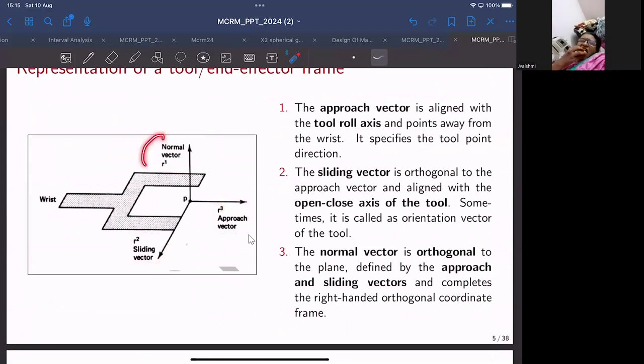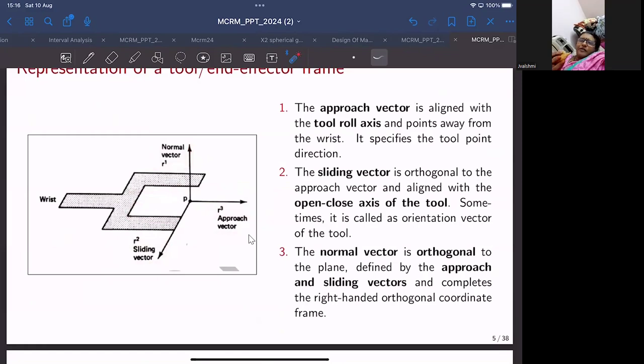One of them is called the normal vector, the second one is called the approach vector, and the third one is called the sliding vector. And you can consider this to be the plane of an end effector. It could be considered as a gripper where you can have a tool like this, and the gripper would essentially exert some forces so that it can hold on to this tool or any object of interest. So we'll define each of these axes one by one.